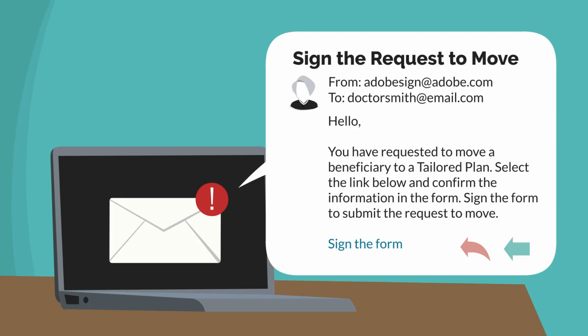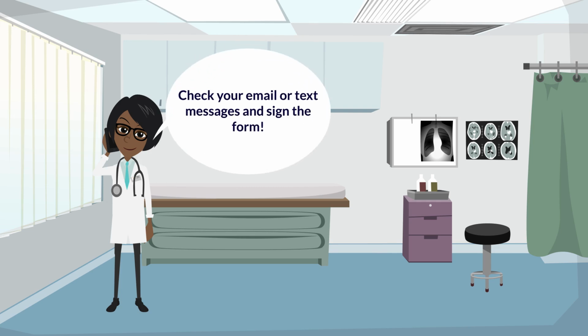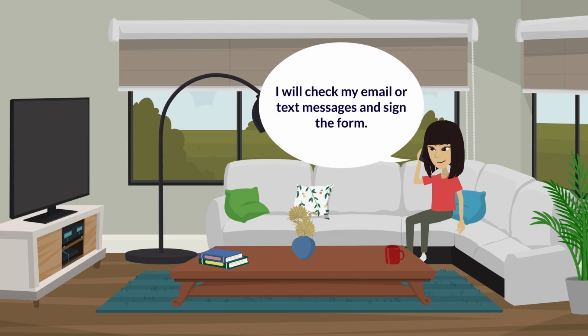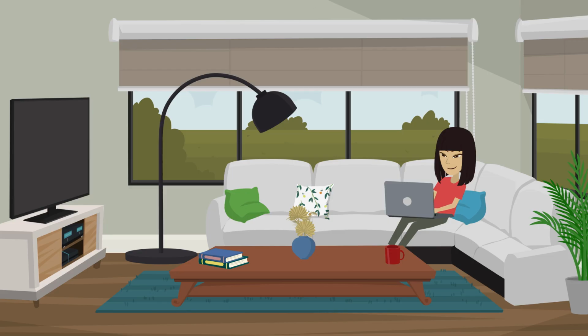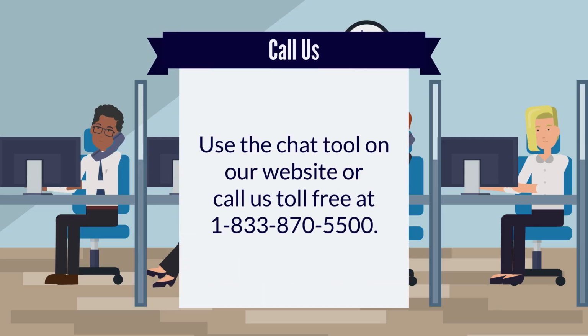Confirm the information on the form and sign the form to submit the beneficiary's request to move to a tailored plan. After you sign the form, it will be sent to the beneficiary or legally responsible person at the email address or phone number provided in Step 1. Ensure the beneficiary knows to check their email or text messages to sign the form and complete the Request to Move process.